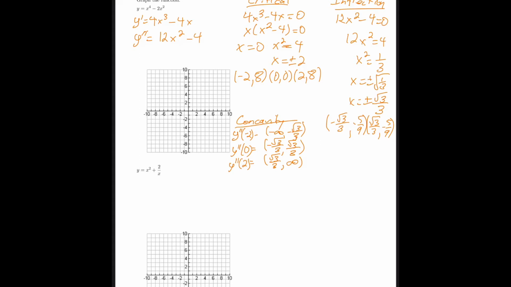So the second derivative of -2 would be -2 squared is 4. 4 times 12 is 48. 48 minus 4 is 44. So 44. So that's concave up. At 0, we get -4. So that's concave down. And at 2, we get 44.